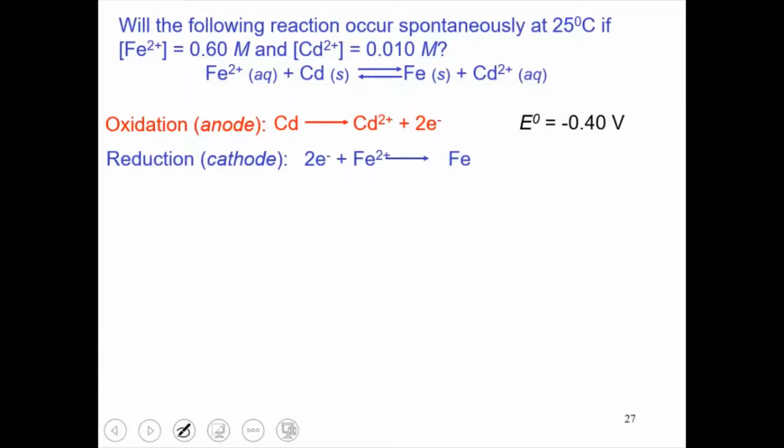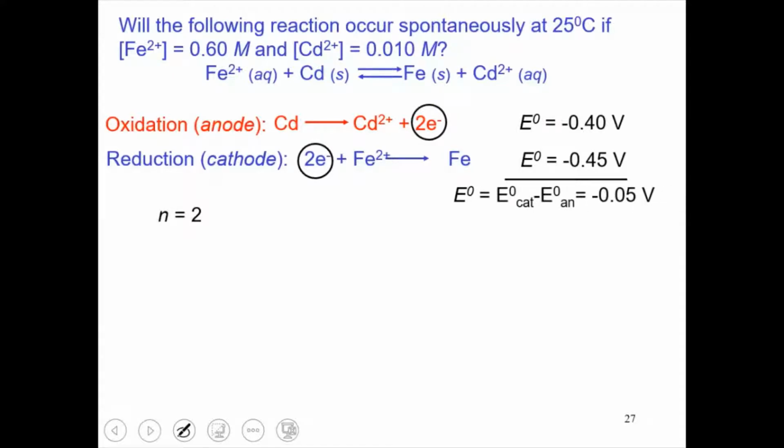2 electrons are required for this. And again, looking it up on the table, the potential for that is minus 0.45 volts. In order to use the Nernst equation, we have to find out how many moles of electrons are being transferred. We have 2 moles here, so n is going to be equal to 2. We also need the standard cell potential. So we take the cathode minus the anode, negative 0.45 minus negative 0.40, and that gives us a potential of negative 0.05.